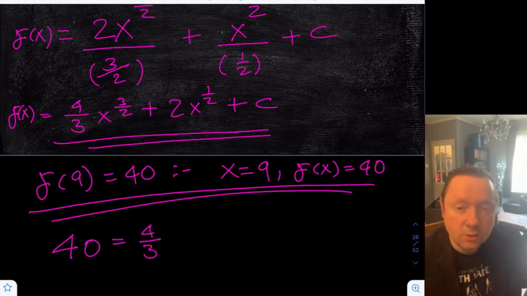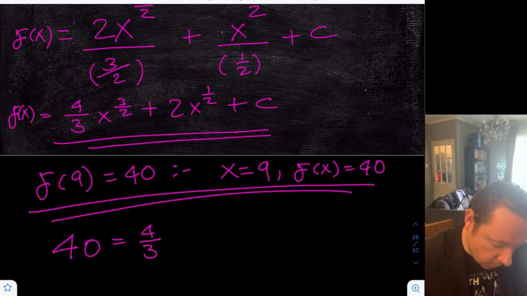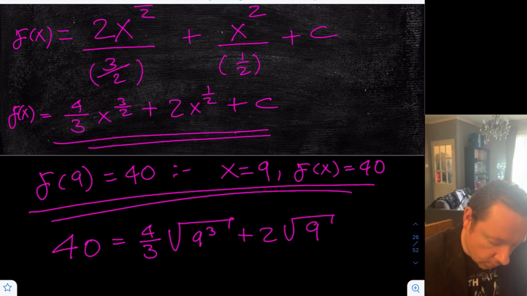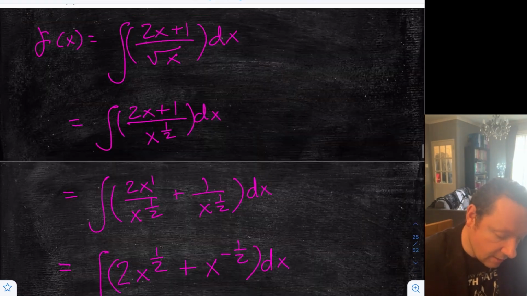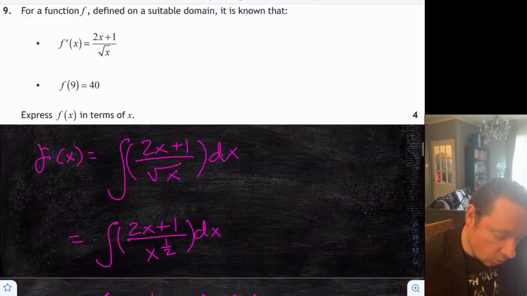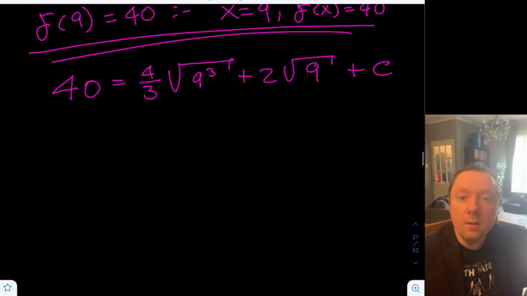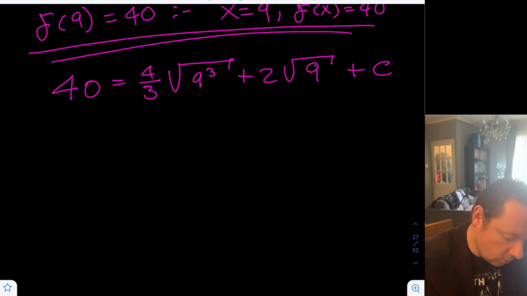Now I'm going to change the x to the 3 halves to the square root of x cubed. So the square root of 9 cubed. And plus 2 times the square root of 9 plus c. Because this is actually not a non-calculator, it's a calculator paper, but you can do it without a calculator really. So 40 equals 4/3. The square root of 9 is 3, so that gives me 3 cubed coming out.